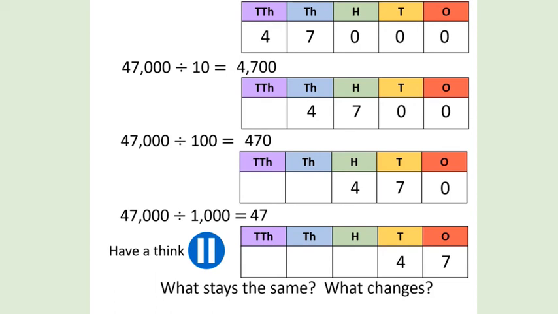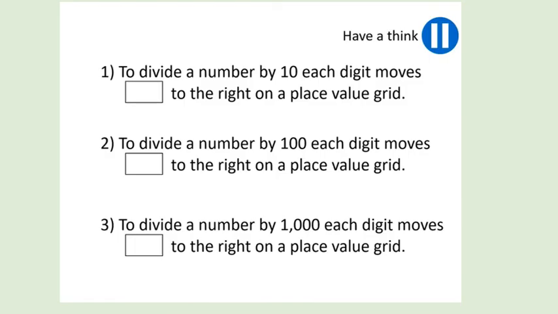Now let's have a look at some sentences. Can you fill in the missing gaps in these sentences? Number 1. To divide a number by 10, each digit moves so many places to the right on a place value grid. Number 2. Divide a number by 100. Each digit moves so many places to the right on the place value grid. And number 3. To divide a number by 1000, each digit moves so many places to the right on a place value grid. Have a little think. What answer goes in each of those boxes?